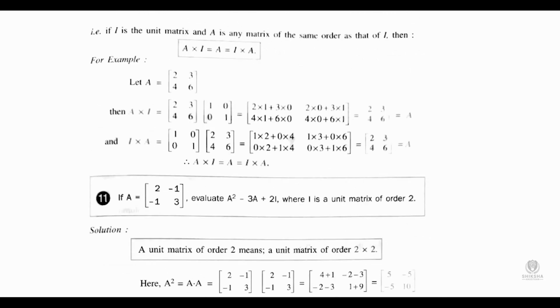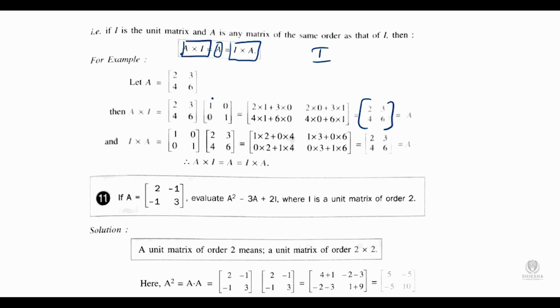If a matrix A is multiplied by the identity matrix, denoted by capital I, the result is equal to A, and if I is multiplied with A, the result is also equal to A. Suppose A is the matrix 2, 3, 4, 6. It is multiplied by the identity matrix 1, 0, 0, 1, and when multiplying, we get the same value 2, 3, 4, 6, that is equal to A. The multiplication is carried out with the multiplication process that we just covered.